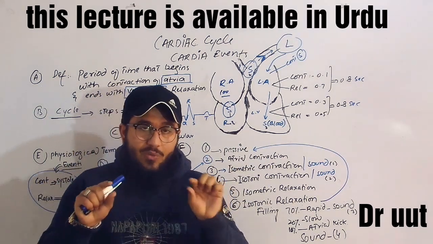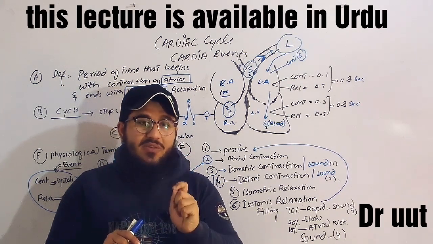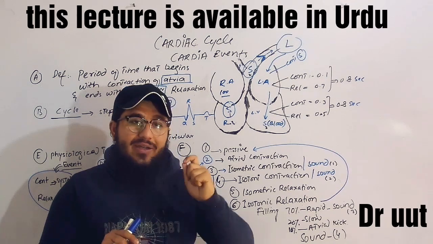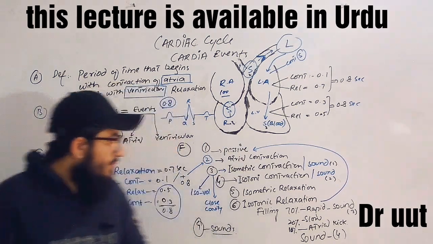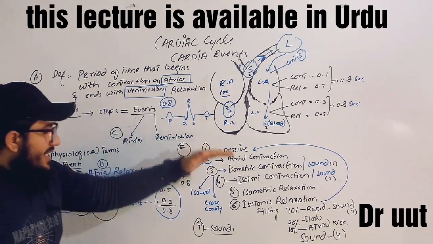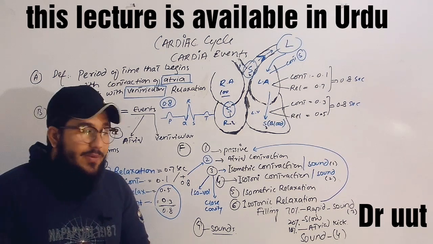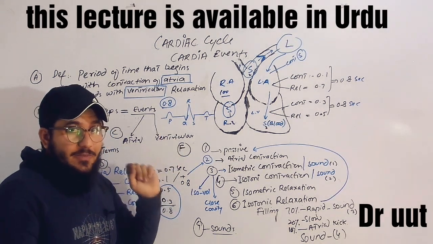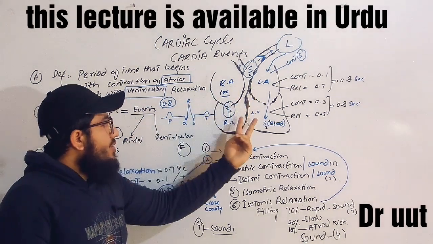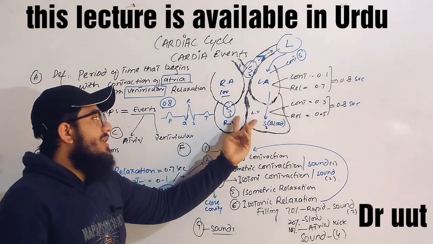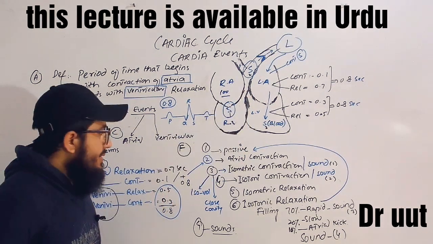So in short, in clinical terms, we use the terms systole and diastole specifically for the ventricles. Now coming to the events step by step, how do these events occur? First of all, what will happen? According to the ECG, the atria are supposed to contract, then the ventricles will contract, then the ventricles will relax, and the cycle will complete. So how does this happen physiologically?